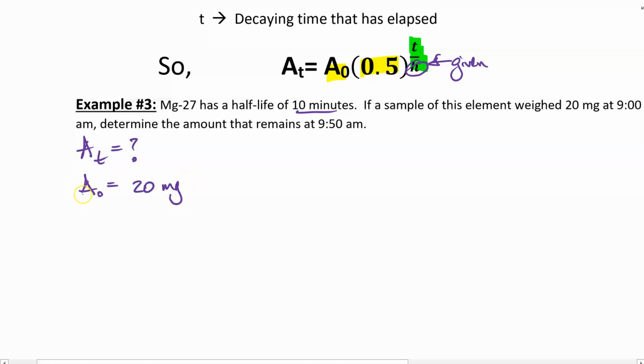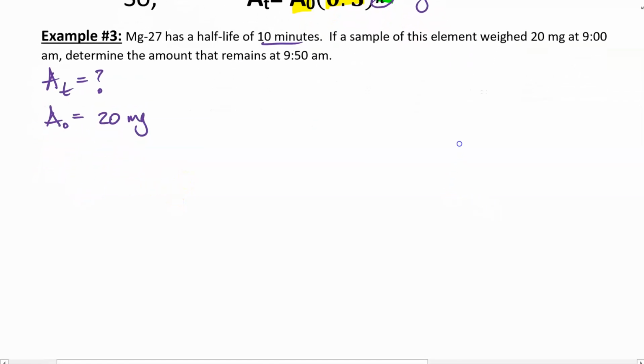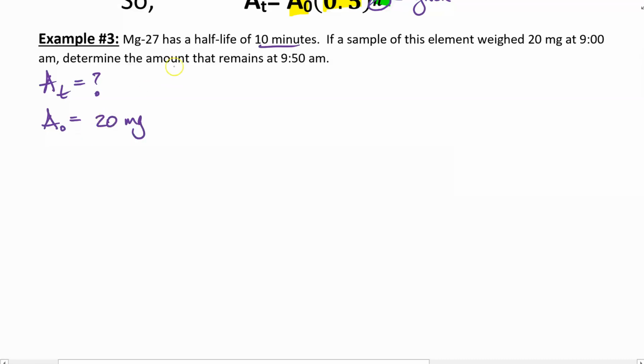It's a sample. It weighed 20 milligrams at 9 o'clock a.m. and determine the amount that remains at 9:50. So the amount of time that passes by is 9:50 subtract 9, which actually gives us 50 minutes. We also know the half-life, the amount of time for it to lose half of it, which is 10 minutes. And that's very important.